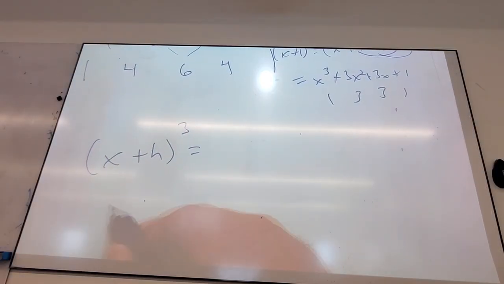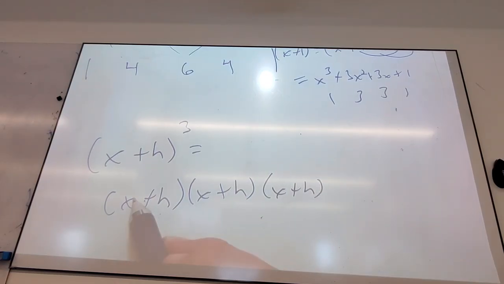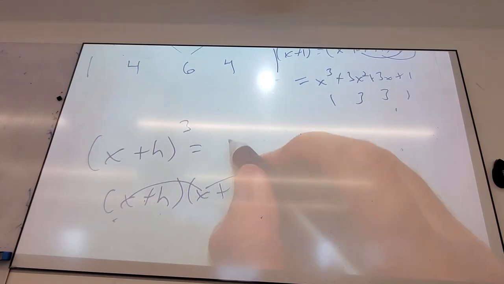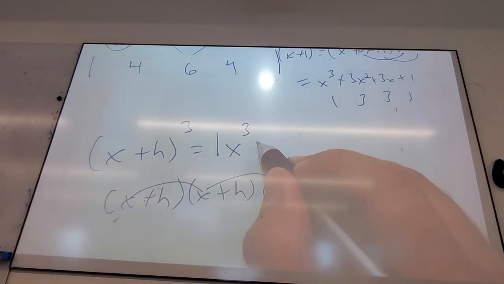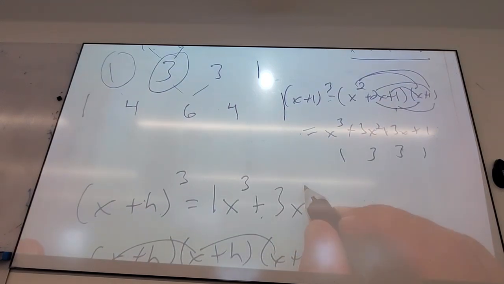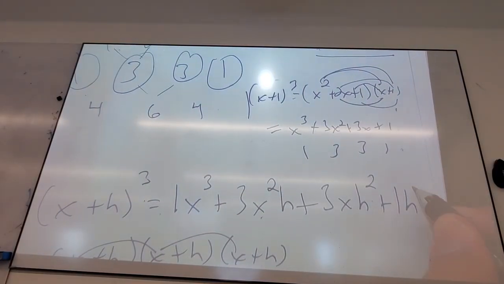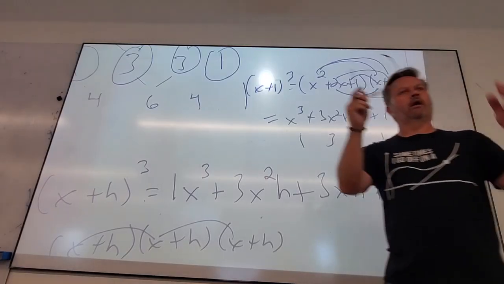x plus h cubed. See if you guys are cool with this. Without actually doing it, I want you to see how this goes together. What's the most x's I can get? If I do this times this, and then whatever I get, I multiply this, I can get x cubed, yes? So it starts off 1 all x's, plus 3 with 1 less x and 1 more h, plus 3 with 1 less x and 1 more h, plus 1 with 1 less x and 1 more h. That's a lot quicker than writing out x plus h multiple times.